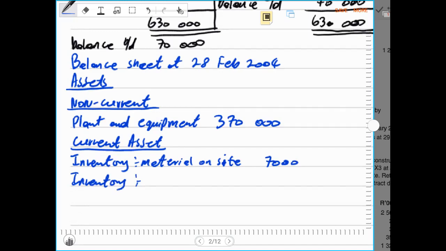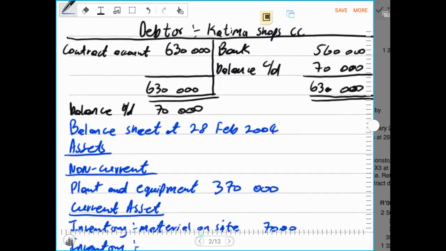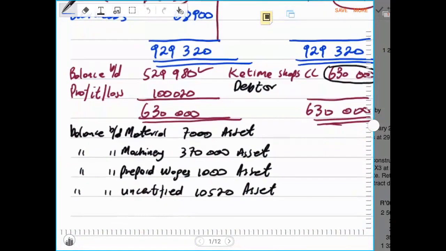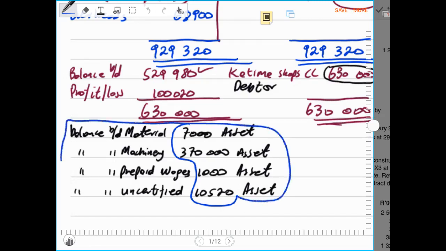Remember we are referring now to these balances. These are the balances that we are bringing down. I'm talking about all these balances now. This is what we are dealing with, and all these are assets. We have seen that these are the balances that will appear in your statement of financial position, because this is an asset. It's a machine. Inventory of material is an asset. Carrying amount of the machine is an asset. Prepaid wage is an asset.